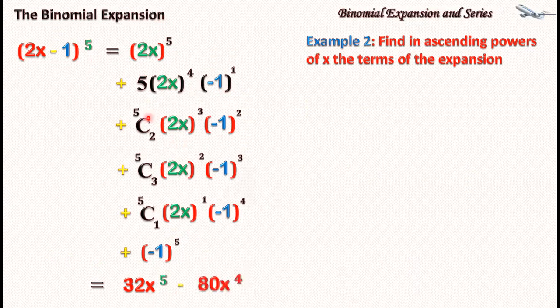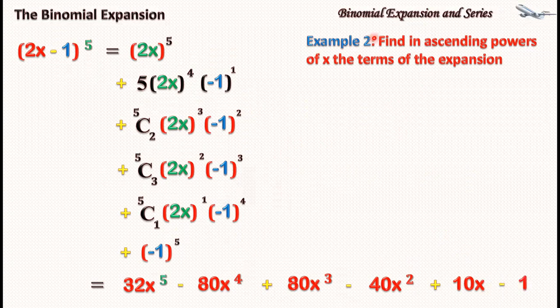We simplify these ones as well. 5 combination 2 times 2 to the power that will still give us 80x to the power 3. The next term is, and you see that it is alternating because of this negative 1. So if the power is even, then the term is positive. If it is odd, then it should be negative as well. So this is what we have as our answer, minus 1.